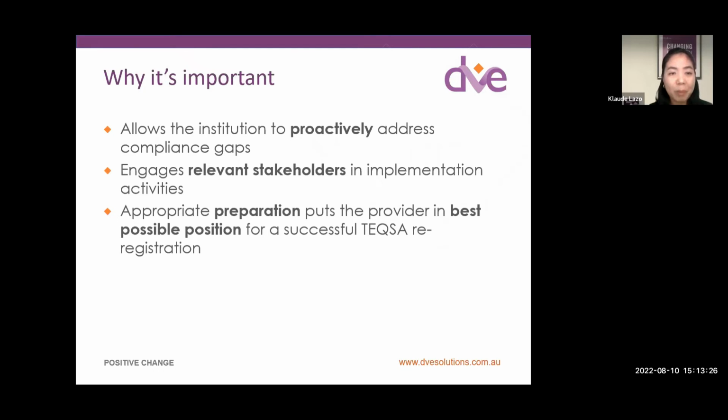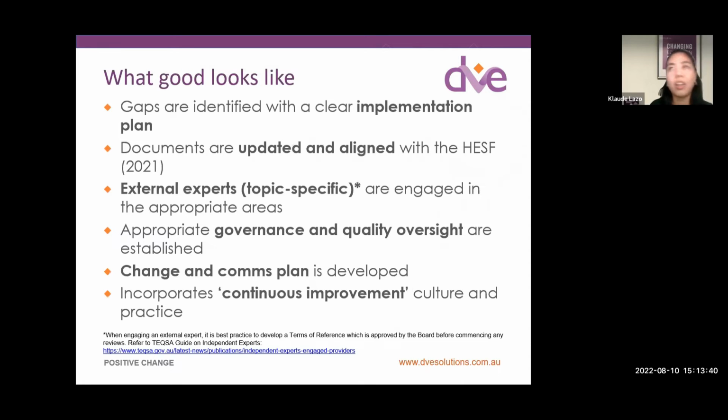Ultimately, appropriate preparation puts the provider in best possible position for a successful TEQSA re-registration. The gold standard here is 7 years of re-registration without conditions and or voluntary undertaking. On how you'll be able to do that, we have come up with a list here of what good looks like for your submission management. As mentioned earlier, gaps should be identified with a clear implementation plan, and that implementation plan should show you what specific findings have been identified from a compliance gap standpoint. What are the rectification activities that need to be done for those to be addressed? Who's responsible for that? And when does that need to be done?